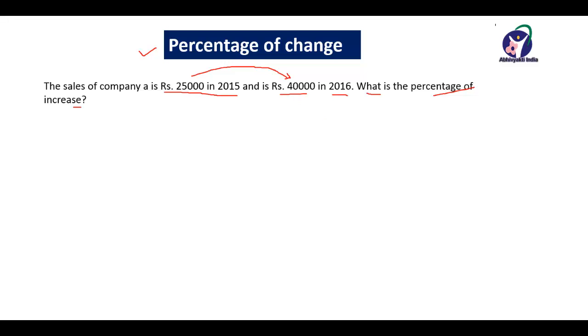So first find the difference of these two sales, that is 40,000 minus 25,000. So that will be equal to 15,000. It means that the sales is increased by rupees 15,000. Then ask the question, rupees 15,000 is what percent of 25,000?